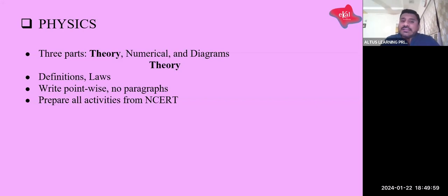Next, prepare all the activities from the NCERT textbook. There are many activities in physics, especially in human eye and in electricity and magnetism. All the activities are to be prepared thoroughly from the textbook. Understand the activity. In activities, there are a few questions which are not answered in the textbook itself. You have to understand, you have to apply your logic and your understanding to find the answers.